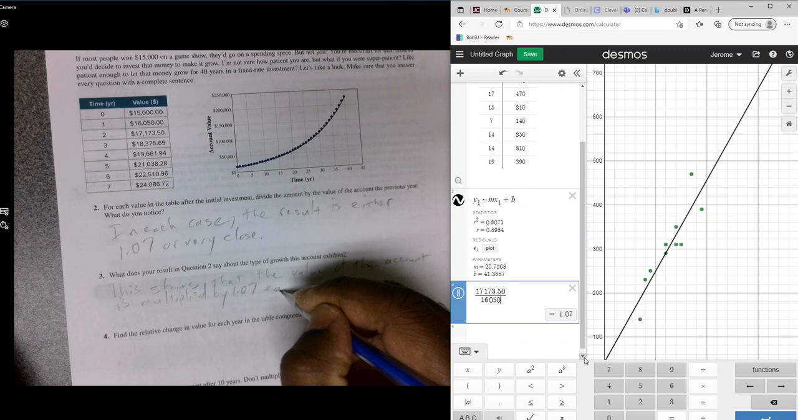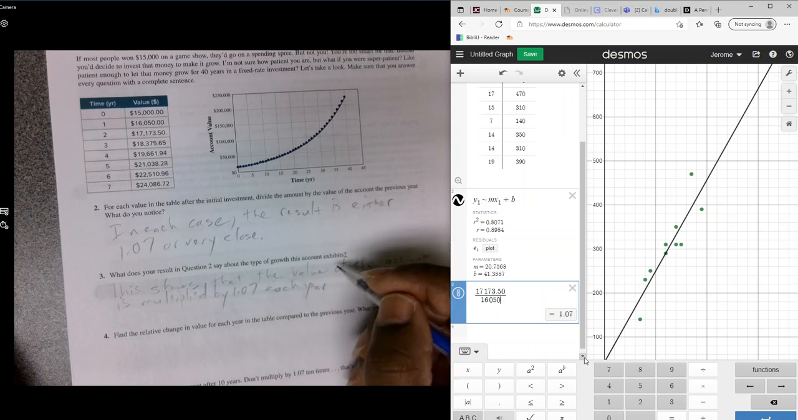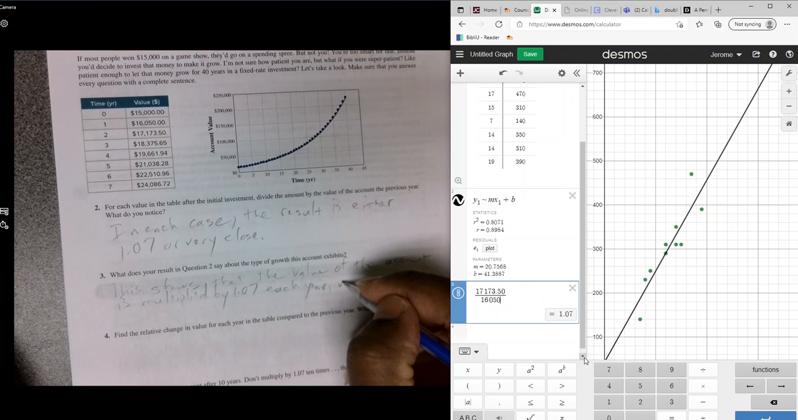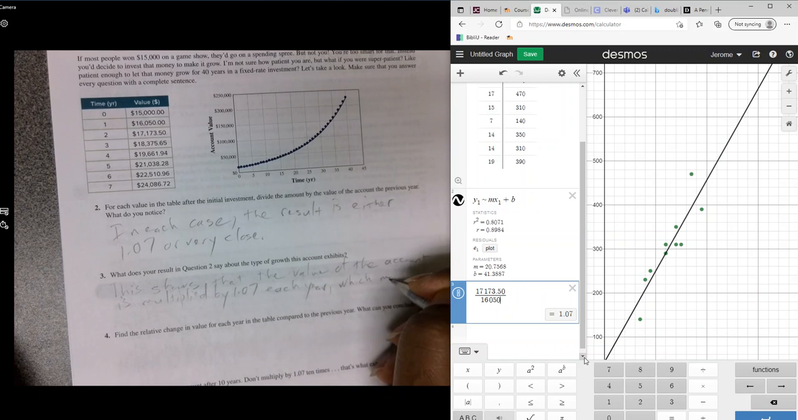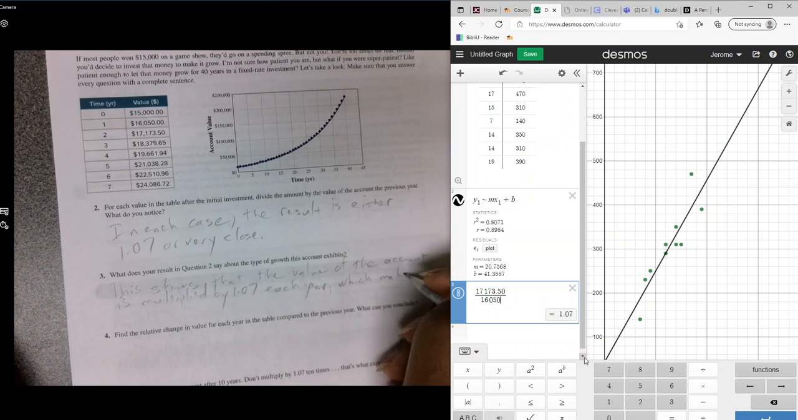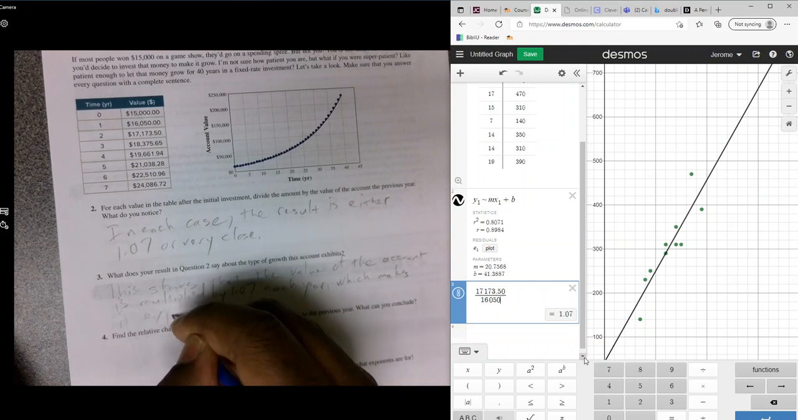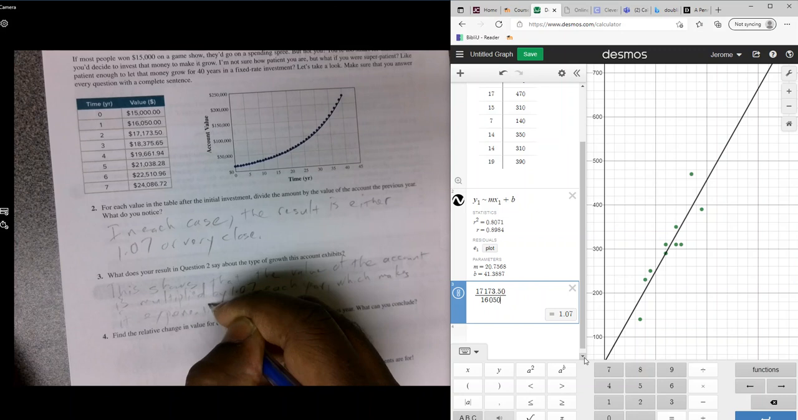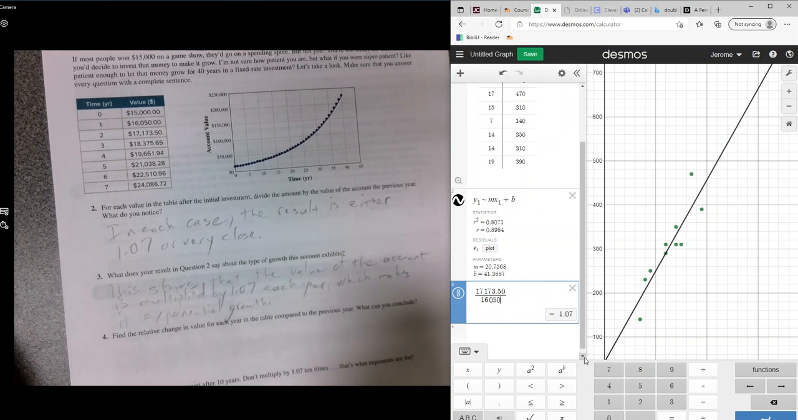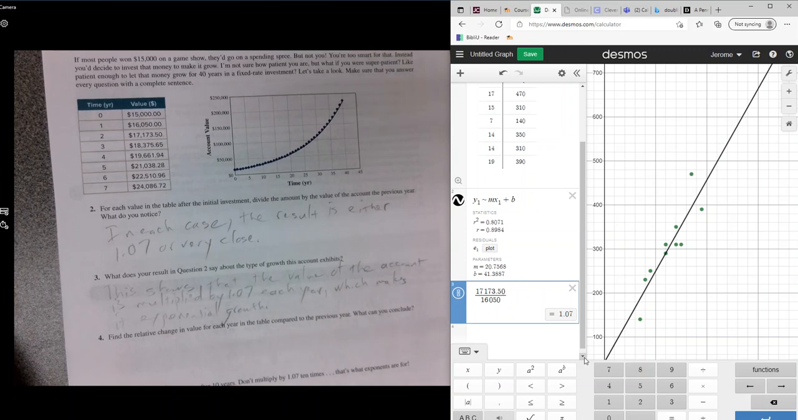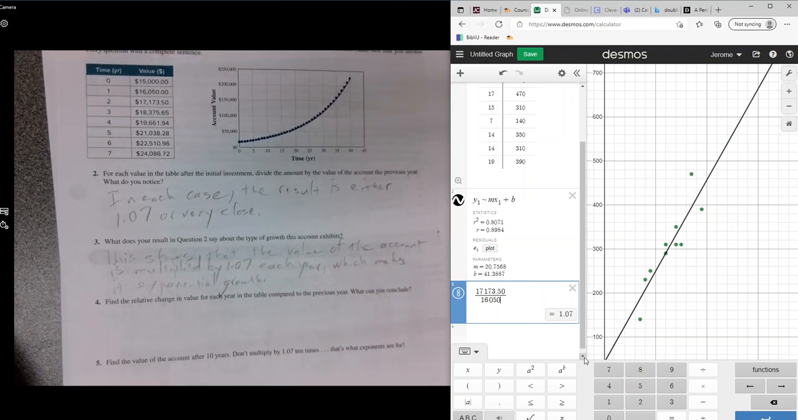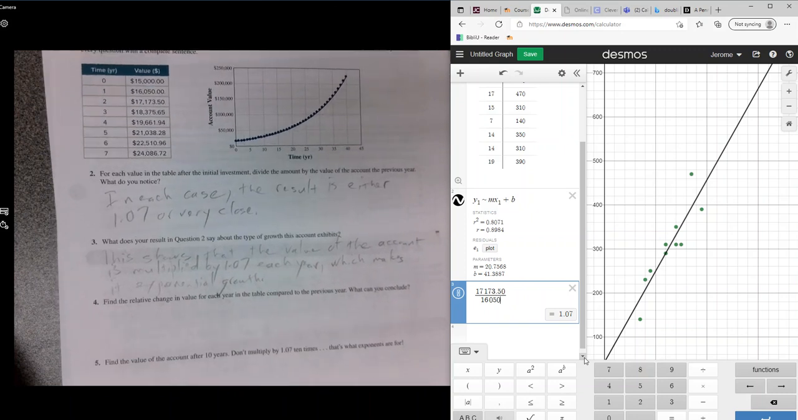Which makes it exponential growth. As we know, we're not adding 1.07 each year, so we're multiplying 1.07 each year. Now it says find the relative change in value for each year in the table compared to the previous year. What can you conclude? Okay, listen.